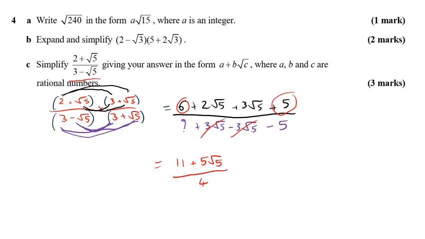We are almost in this form here. The final thing I would do to make it look like that is split it. So it's 11 over 4 plus 5 over 4 root 5. And just to make it super clear, you could write out that A equals 11 over 4, B equals 5 over 4, and C is 5.